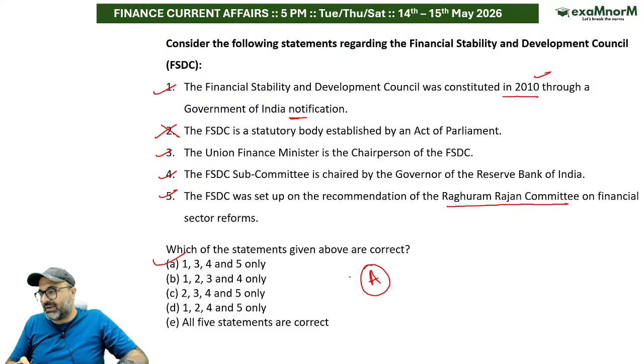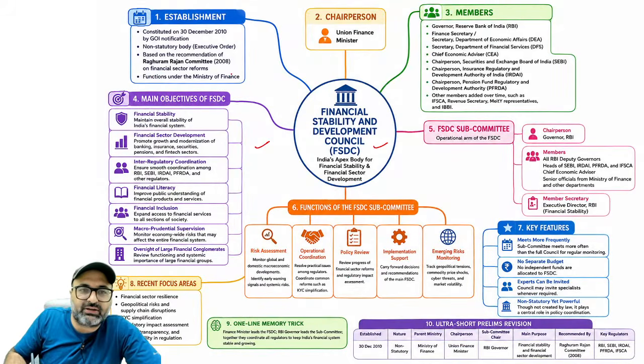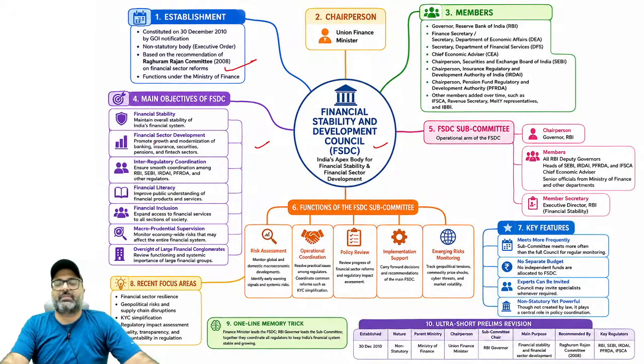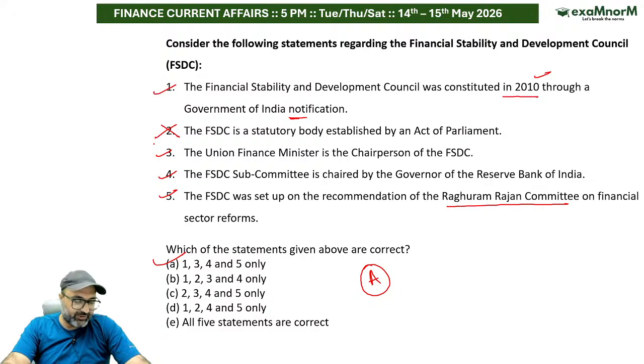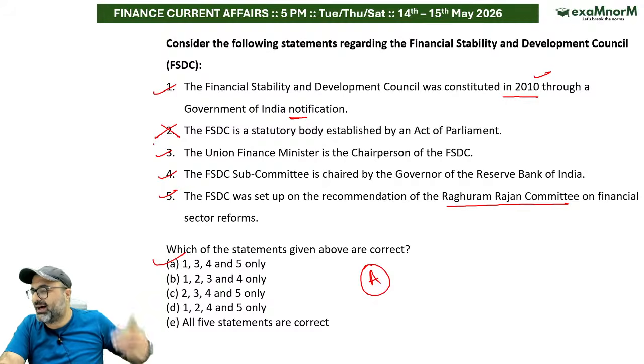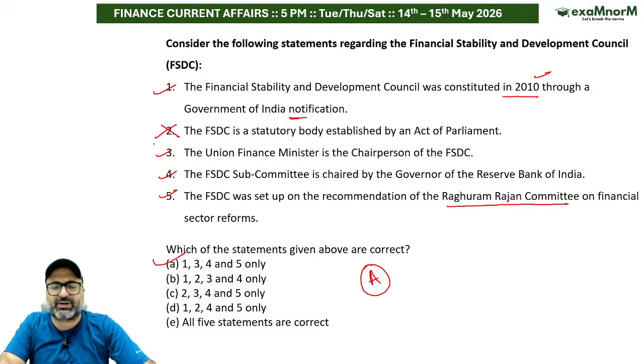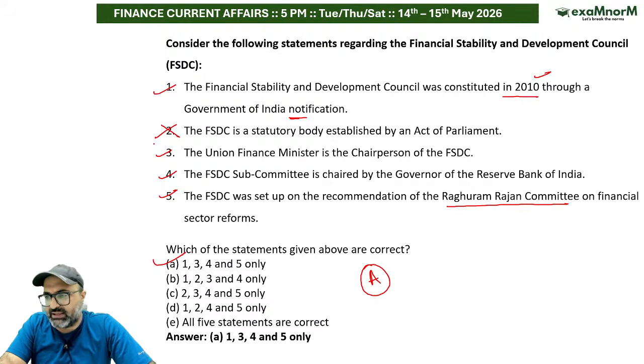Remember that this committee has been recommended. It is very clearly written. See over here, it was recommended by Raghuram Rajan committee, set up in 2008, and then FSDC was set up in 2010 by Government of India without any law, without any act. It is not a statutory body, unlike SEBI, RBI, which are set up under their own act and they are the statutory bodies. Done? Okay.